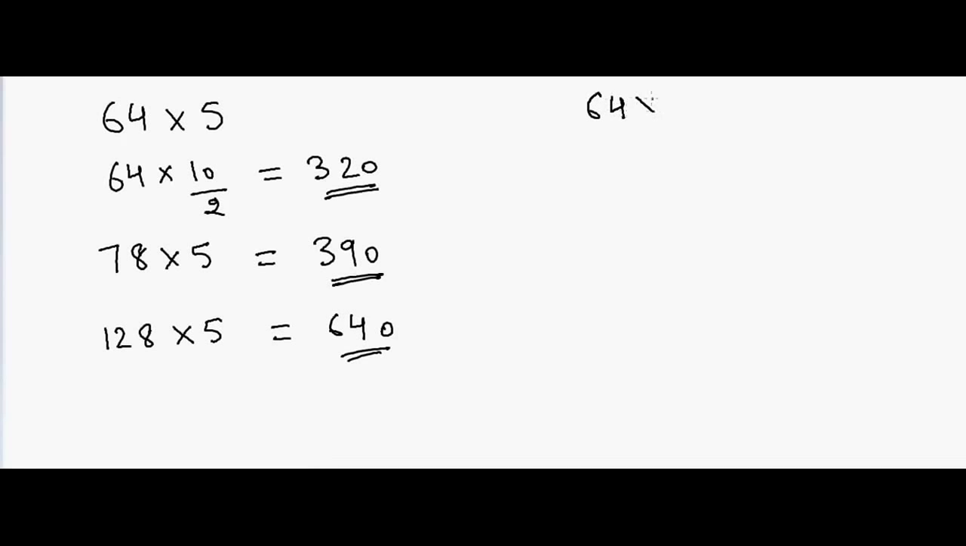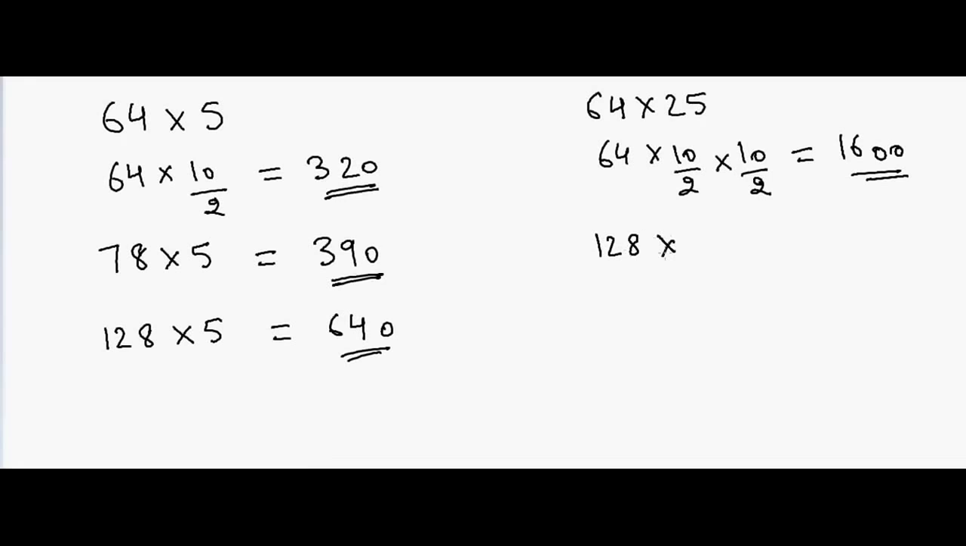64 by 25, then we can write this as 64 into 10 by 2 into 10 by 2. So we have to take half of 64 two times. Half of 64 is 32, half of 32 is 16. The answer is 1600. Again, if I have 128, I want to multiply by 25. In that case, half of 128 is 64, and half of 64 is 32. It's 3200.